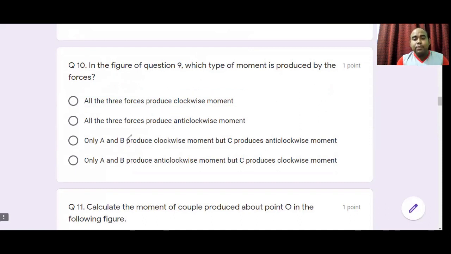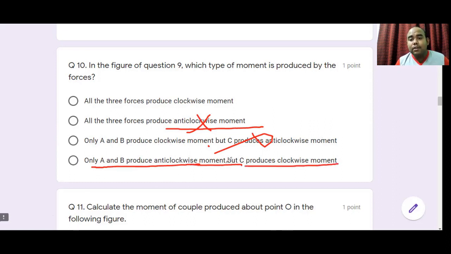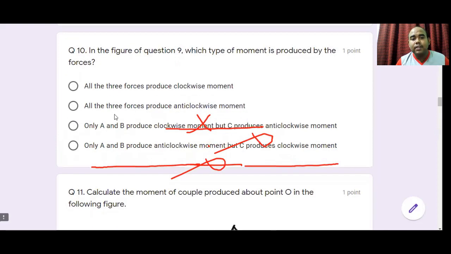Okay, if you read all the options, you will find the other options are wrong. Let me read all the options. All the forces produce anti-clockwise moment. No, this is wrong. Only A and B produce clockwise moment, but C produces anti-clockwise moment. No, all three produce clockwise moment. Only A and B produce anti-clockwise moment, but C produces clockwise moment. No. So the first option is the correct one.